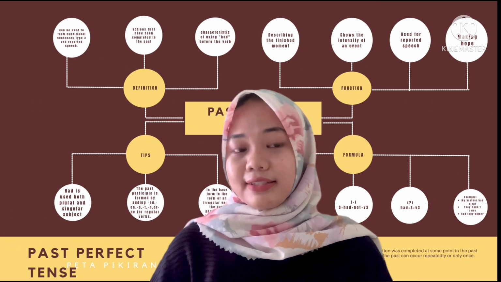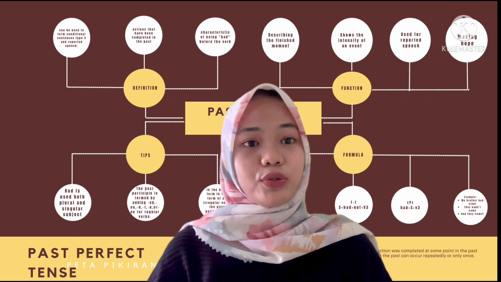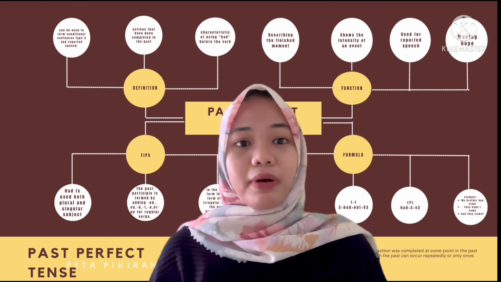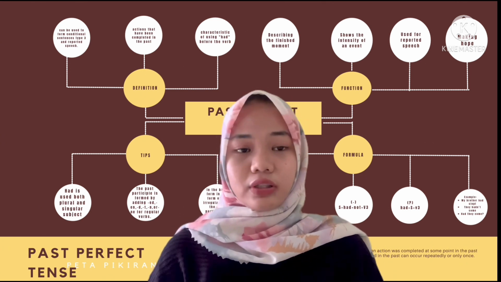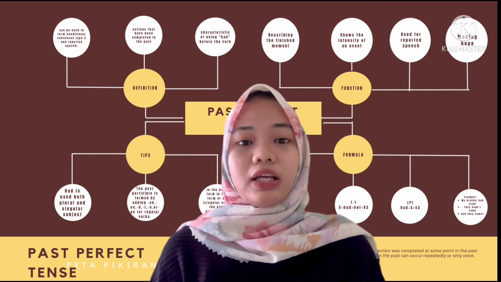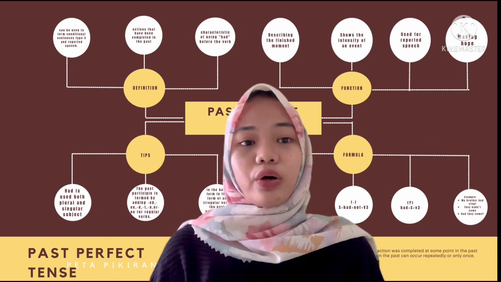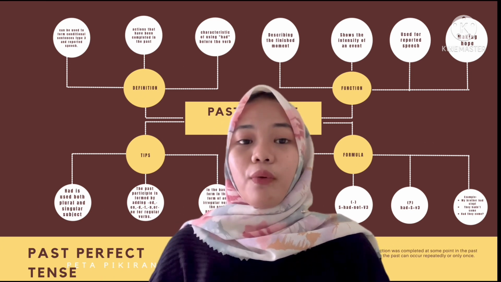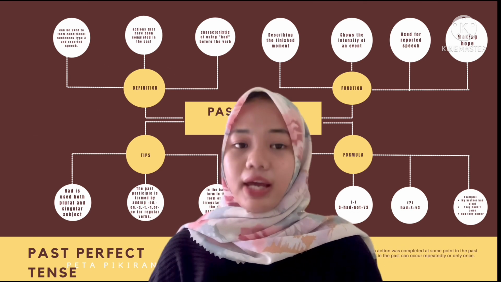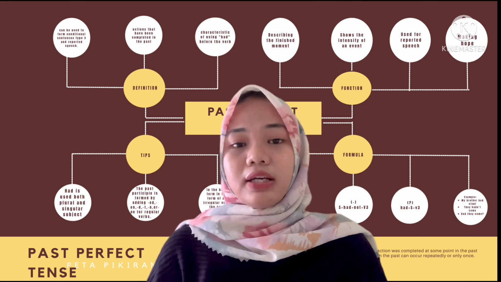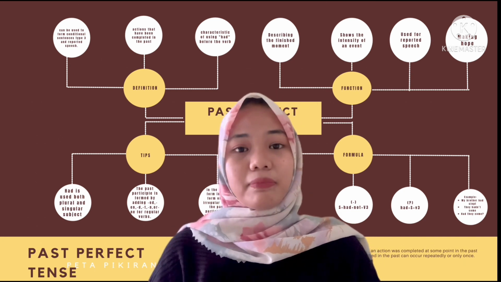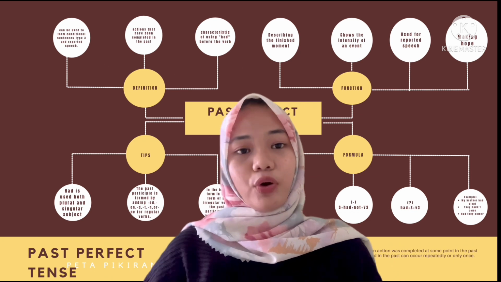The past perfect tense is a form of the verb used to express that an action was complete at some point in the past before another action occurred. Actions that have been complete in the past can occur repeatedly or only once. One of the characteristics of this tense is the use of had before the verb. In addition, this tense can also be used to form a type 3 conditional sentence and reported speech.